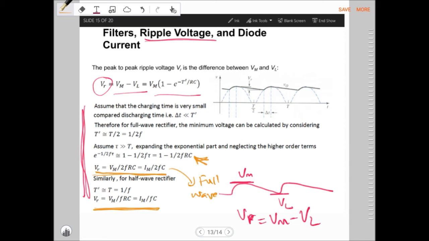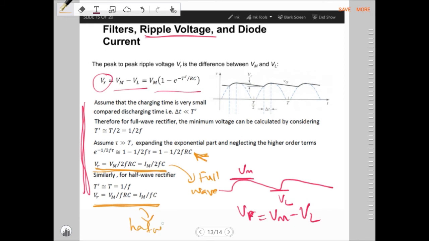The one here is for a half wave rectifier circuit. Basically, maybe it's easier just to memorize these two equations. For full wave, the ripple voltage is just Vm over 2fRC. For half wave, VR equals Vm over fRC.